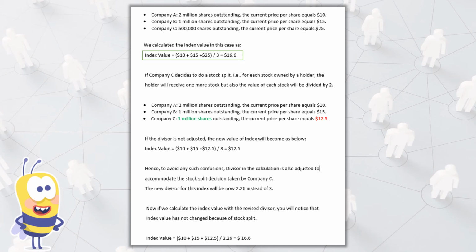To ensure that this split does not have any impact on the index value, the divisor is changed from 3 to 2.26. By making this change, the index will continue to remain the same. Otherwise, it would have changed to $12.50, without any real change in the market, and would have given a wrong signal to index followers.